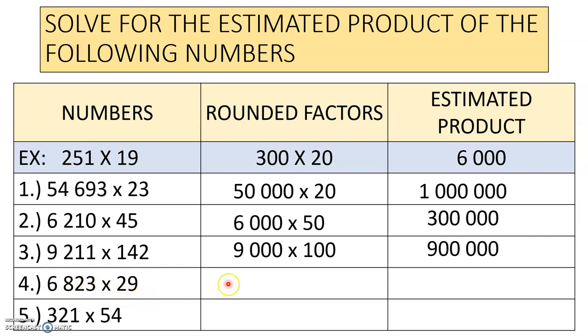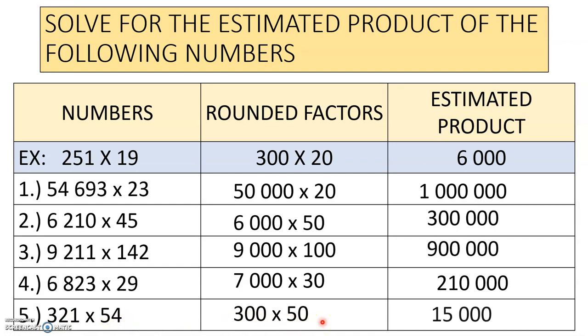For number 4, 6,823 times 29. So, 6,823 becomes 7,000, and 29 becomes 30. And then multiply. So, the answer is 210,000. And lastly, 321 times 54. So, 321 becomes 300, and 54 becomes 50. And then multiply. So, the estimated product is 15,000. Okay, so that's the end of our lesson in math.